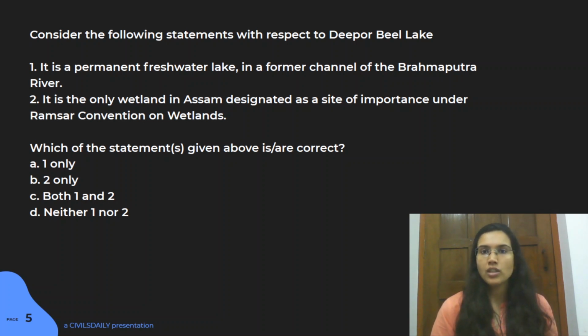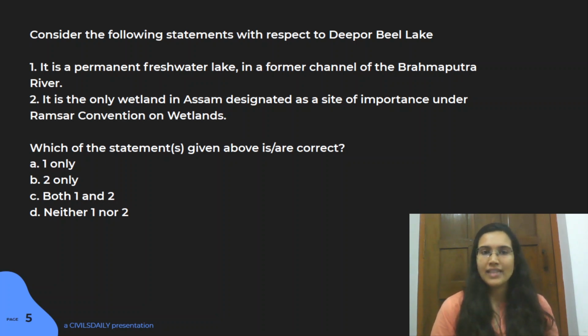Right, so we are talking about Deepor Beel Lake here. Number one, it's a permanent freshwater lake in the former channel of the Brahmaputra river. And second, it is the only wetland in Assam designated as a site of importance under the Ramsar Convention on Wetlands. Now, if I'm not wrong, the first two words here are picked up from the Assamese language. So if somebody is from Assam, that person will be able to easily guess that this particular lake is associated with Assam.